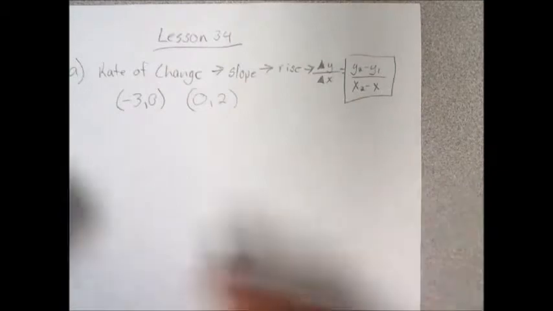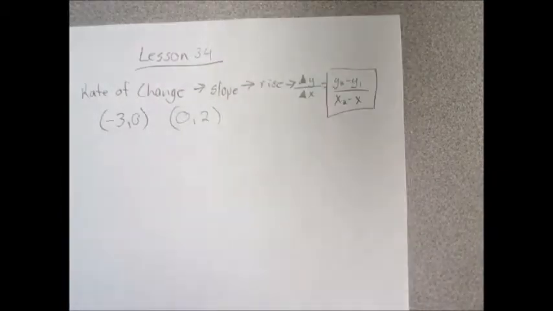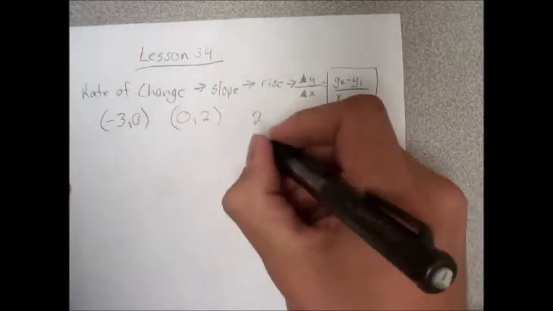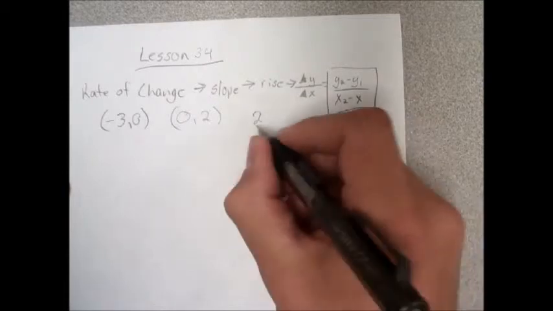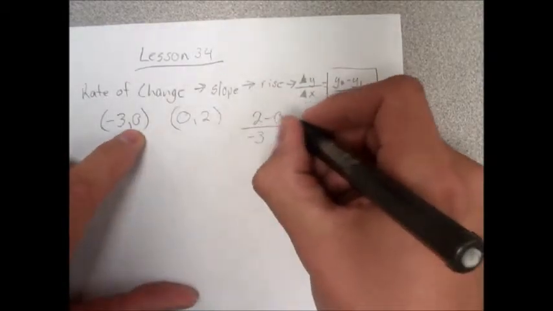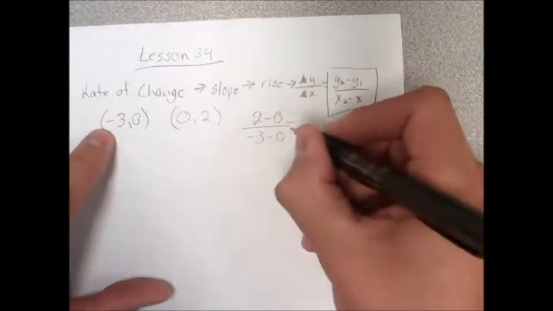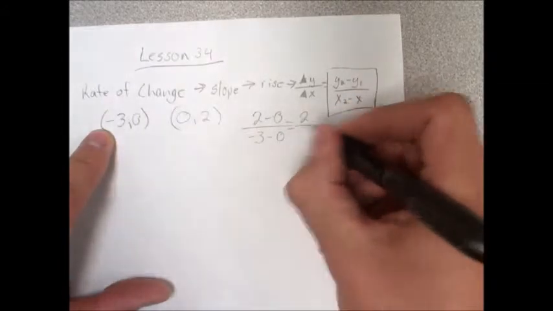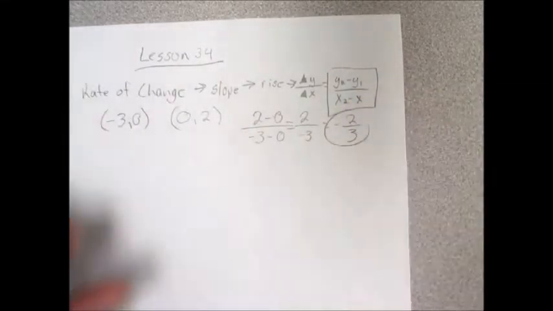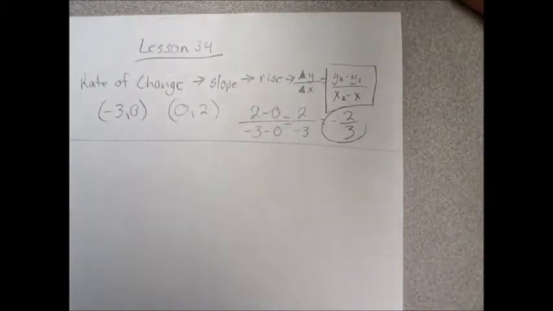All right, so here's your 2 points. It doesn't matter which one of them is your first point or which one of them is your second point, but it must remain consistent. So if I put 2 as the first one, then I must put negative 3 as the first one on the bottom. Okay, so it's 2 minus 0, and then negative 3 minus 0. That was really easy. So I get 2 over negative 3. My slope is negative 2/3. Okay, any questions? Didn't figure there would be.